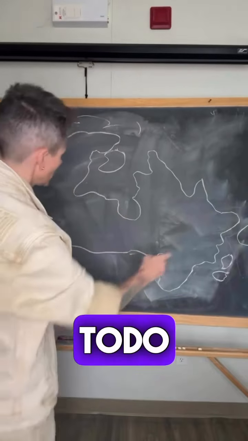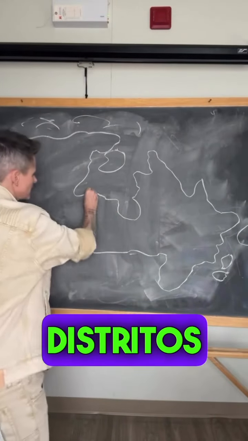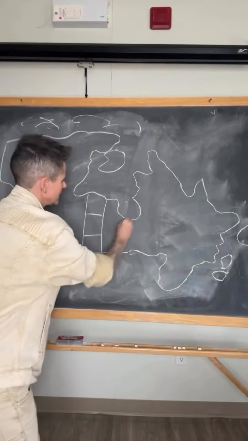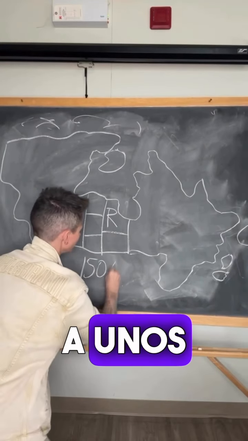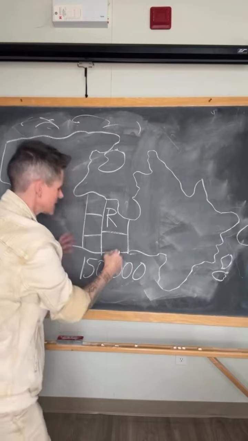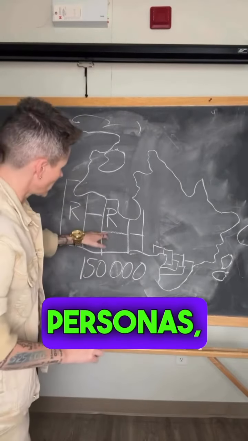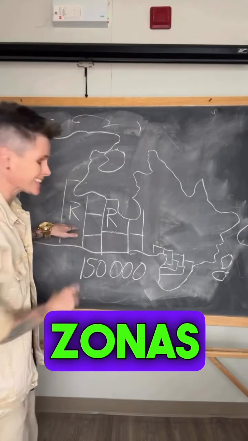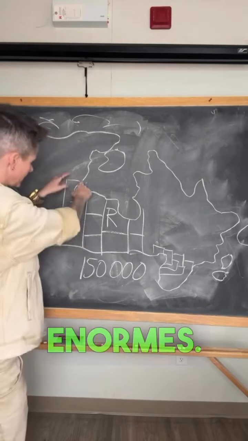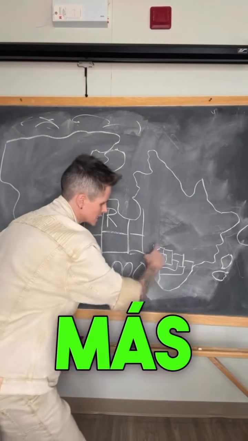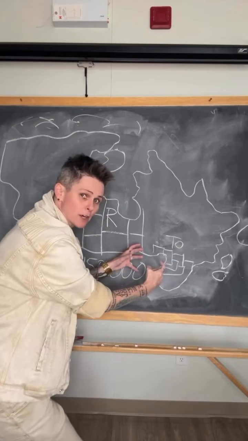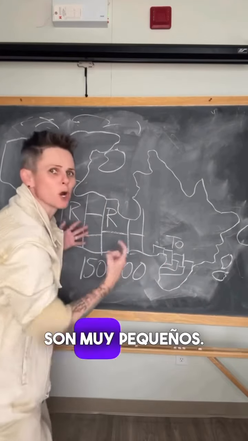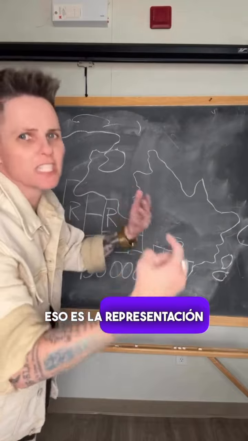Now, here's the thing. All of Canada will be divided up into ridings, okay? Each riding will represent approximately 150,000 Canadians. Since the ridings represent about 150,000 Canadians, when we get less densely populated, the riding is huge. When we get more densely populated, this is the big TO, the ridings become very, very small because they still represent approximately 150,000 people. That's representation by population.